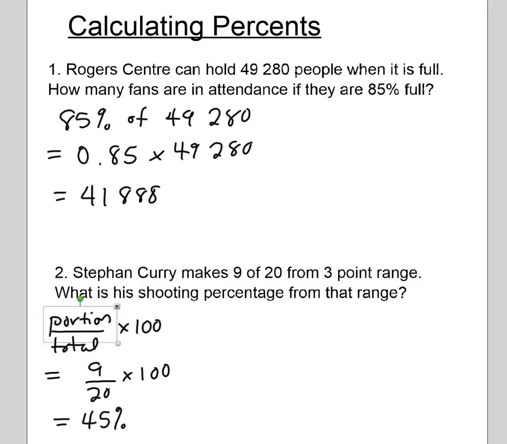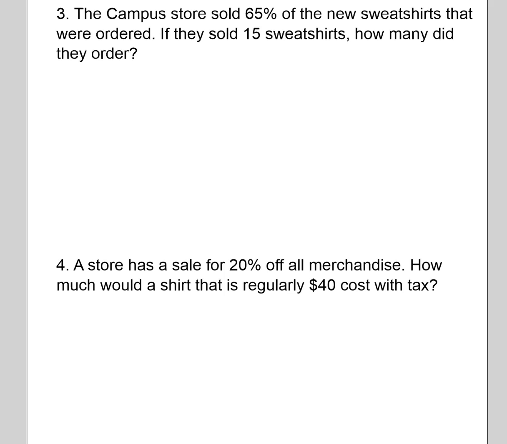So not bad, although probably a little bit below what he's capable of because he's a pretty good shooter from 3-point range. So let's look at some more examples. The campus store has sold 65% of the new sweatshirts that were ordered. If they sold 15, how many did they order?